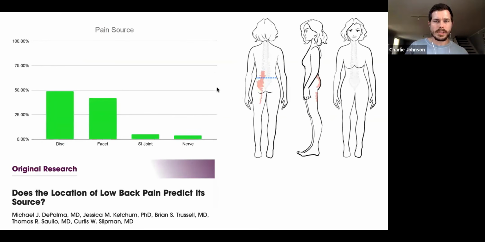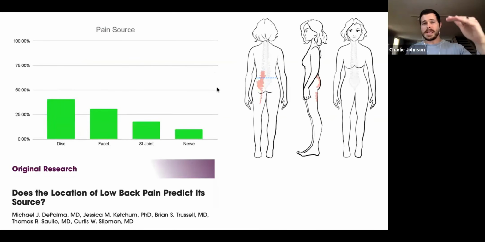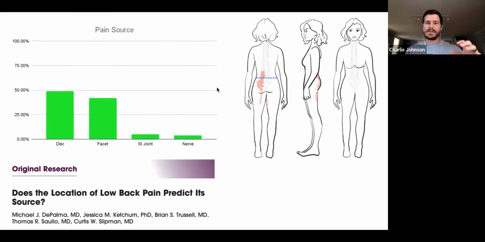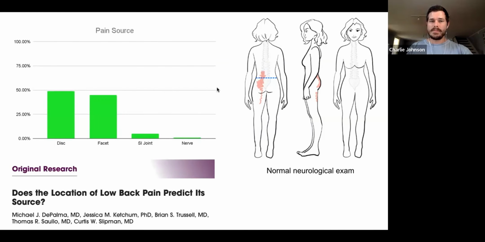Automatically, SI joint is going to drop and nerve is going to drop. SI joint drops again because it rarely goes above the low belt line, and nerve is usually below the level of the knee into the foot. So boom, disc or facet. How do we tell? Well, it's one-sided, so it could be facet. It could also be disc, right? There's a normal neurological exam. Because of that, nerve goes down. It's pretty low to begin with, but nerve goes down even more.